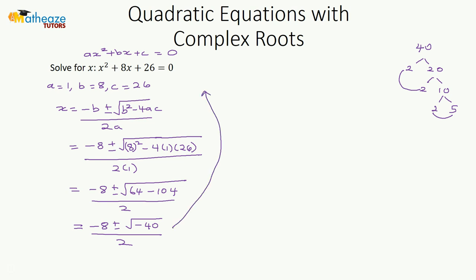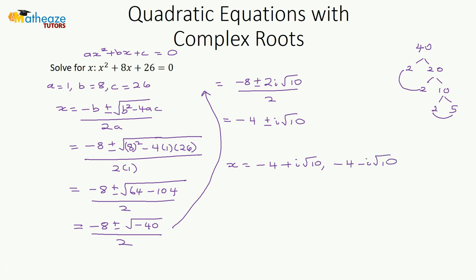So this is going to give us negative 8 plus or minus 2i square root of 10 divided by 2. Each of these terms can be divided by 2, so we have negative 4 plus or minus i square root of 10. So now we have x equal to negative 4 plus i square root of 10 and negative 4 minus i square root of 10. So that's the solution to the quadratic equation.